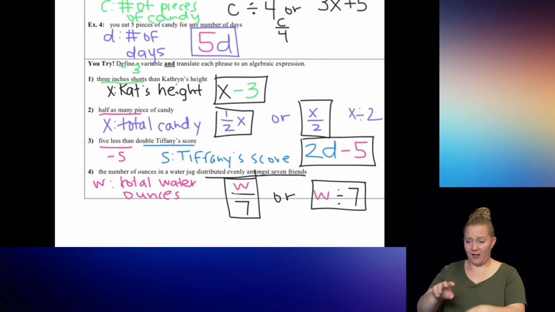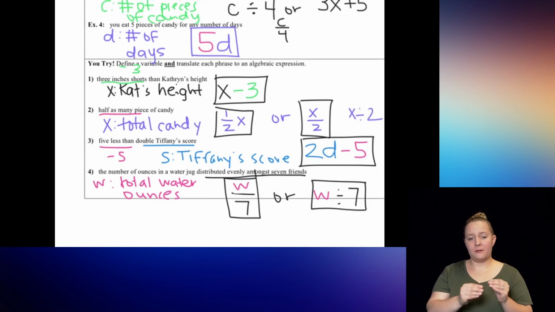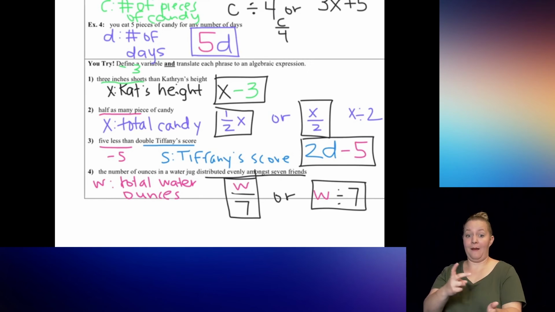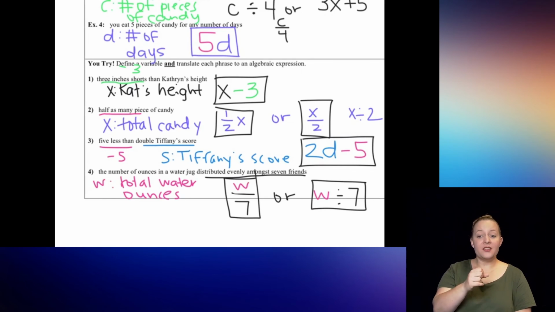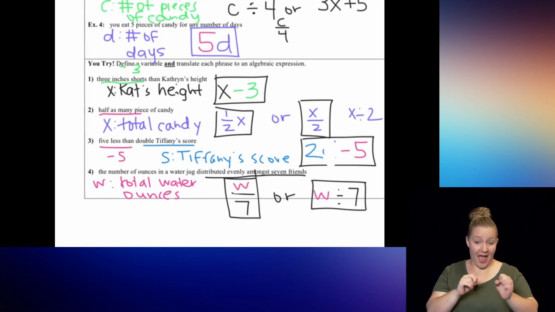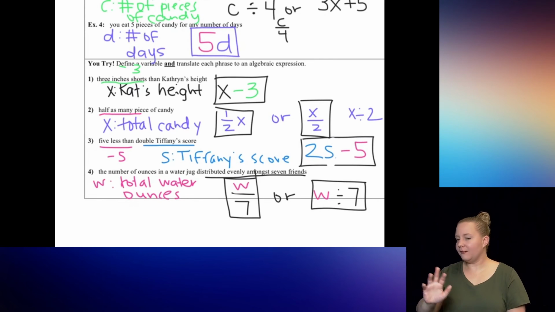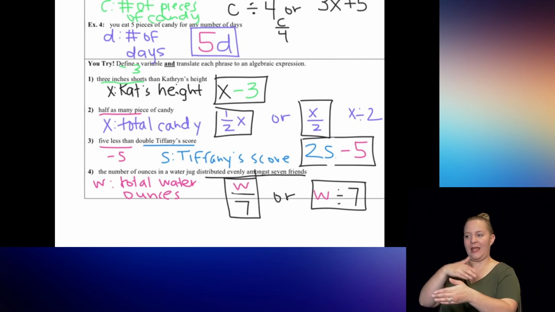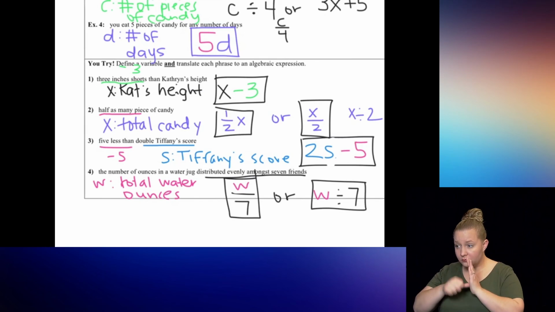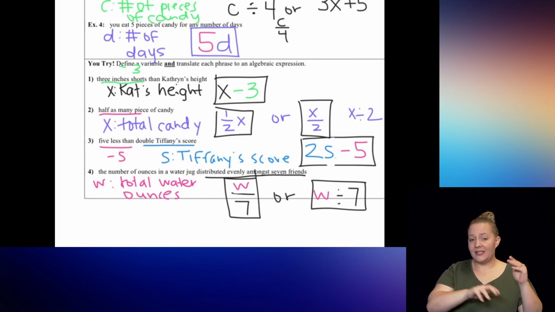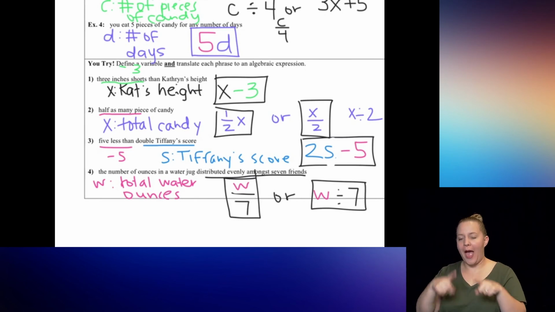And then number 3, 5 less than double Tiffany's score. So if I'm doubling Tiffany, I'm multiplying it by 2. So Tiffany's score, which is S. So I'm using S. So double Tiffany's score. And then take away 5 because it says 5 less than that. Make sure that that 5 and like on number 1, that 3, they have to be at the end. Okay, I'm trying to pretty much beat this into your head. If you see 5 less than or 3 less than or 20 million less than, that has to go at the end of your expression.